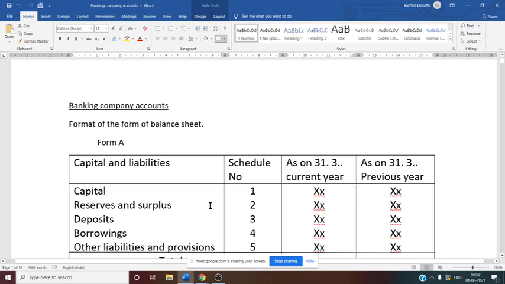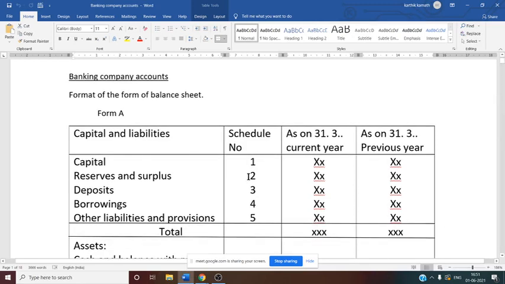I have to tell you here that a lot of information is there and I have not specified it here, because it is very lengthy in nature and we have to see only from the point of view of our syllabus. So now let us discuss schedule number 1, capital. Capital, in the sense, what?